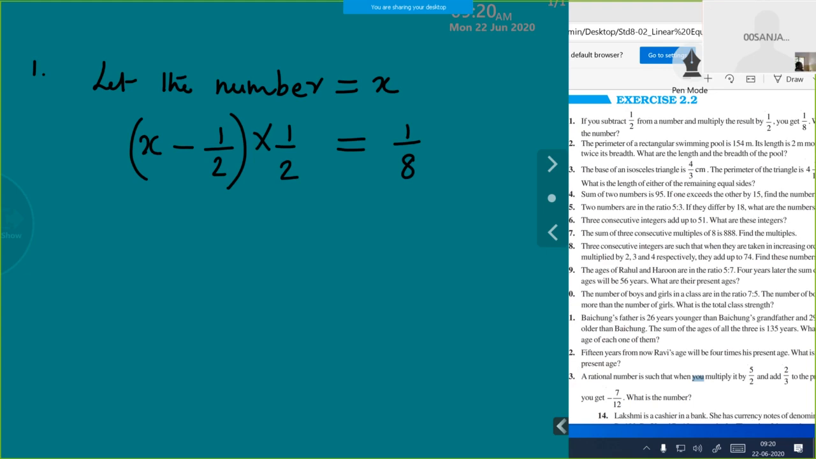So read the question once again. If you subtract half from a number and multiply the result by half, you get 1 by 8. What is the number? So what we did? We took the number as x and minus the half from x. Multiplied the result by half. The answer is 1 by 8. I hope now you must have understood. Okay. Now you have to find the number, means solve for x or find the value of x.